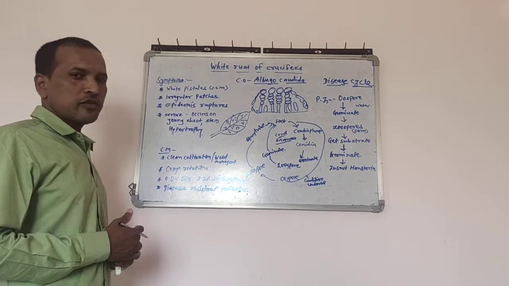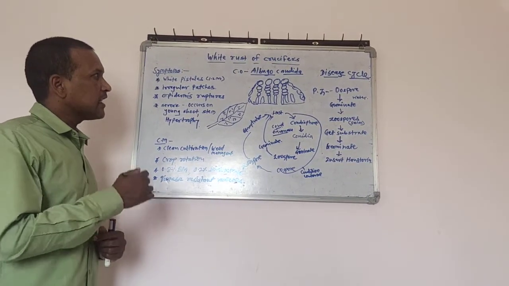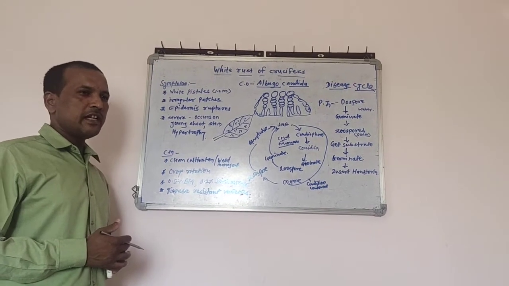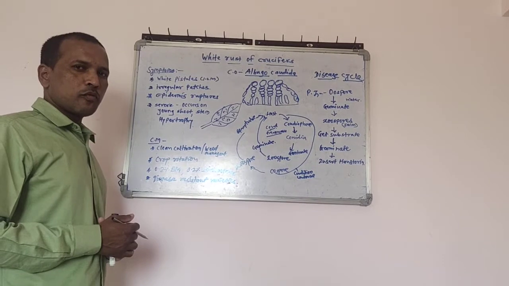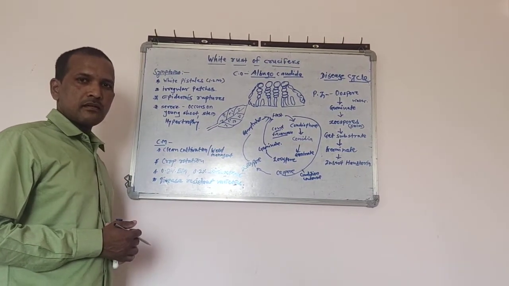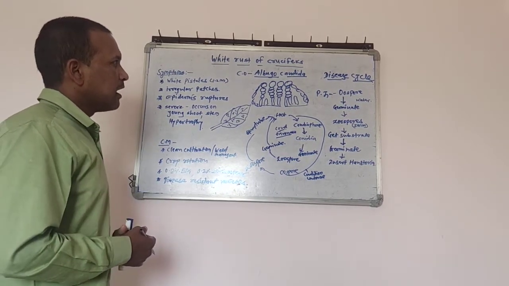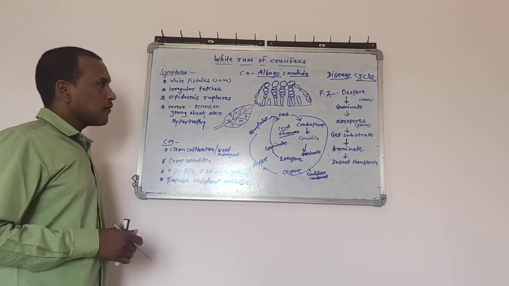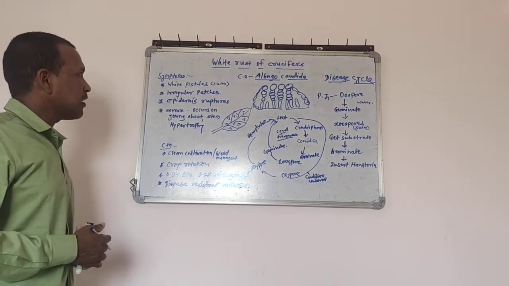White rust of the crucifer occurs worldwide and causes disease in crucifer family members, caused by the causal organism Albugo candida. Firstly, we will see what the symptoms of white rust are.